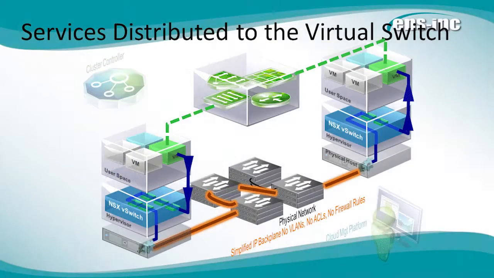All right, so there's our programming. Services distributed to the virtual switch. So now they're going to talk about the actual flow. Those two machines, logically they're on the same network. Physically they're on two different hosts. We have to use the physical network to move the packets from one host to another. No magic there, nothing really new.